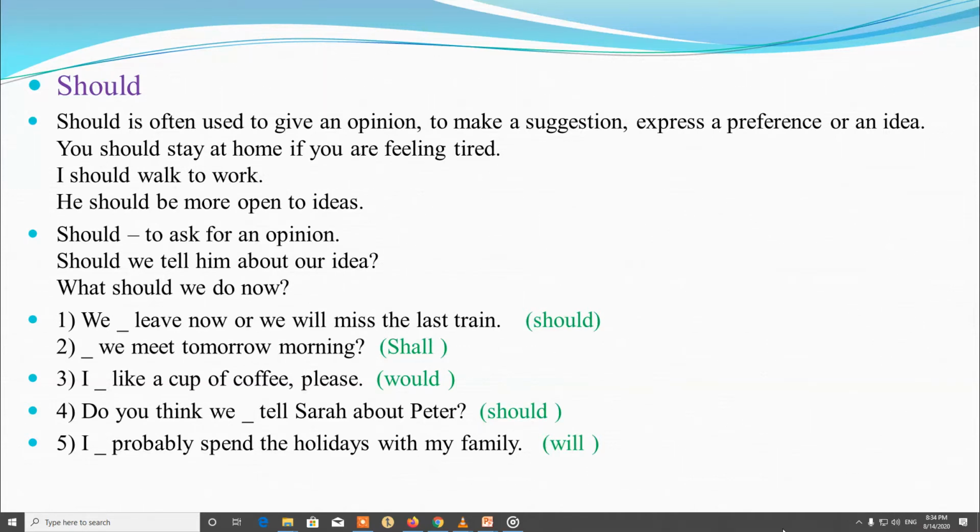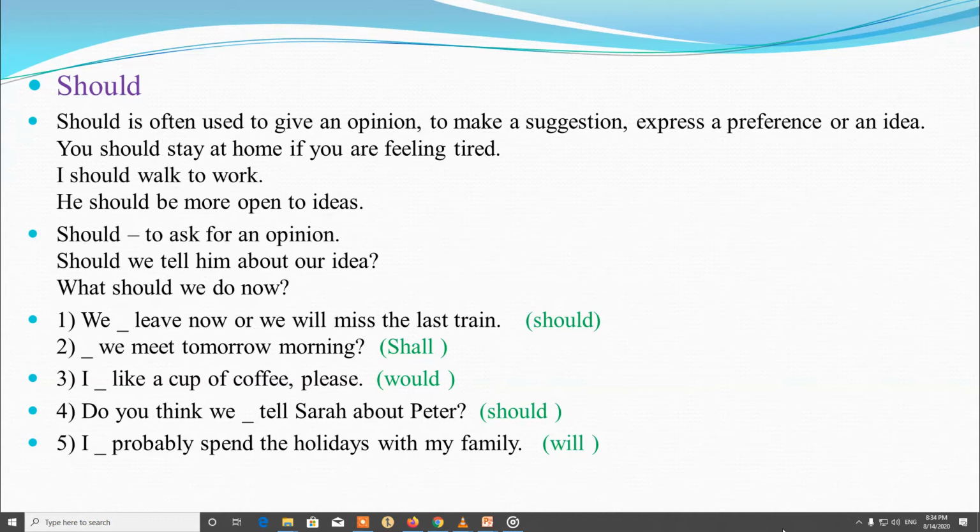Okay. Now there are five sentences. Sentence number one is we dash leave now or we will miss the last train. We will put should here. And second sentence is dash we meet tomorrow morning and we will put shall here. Number three, I dash like a cup of coffee please and we will put would here.